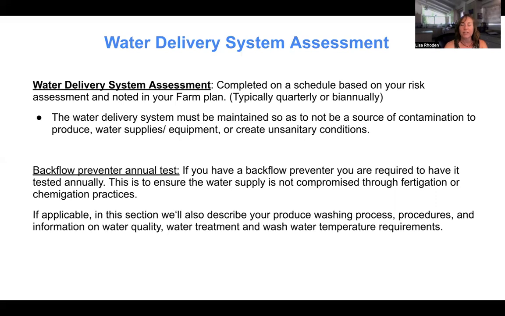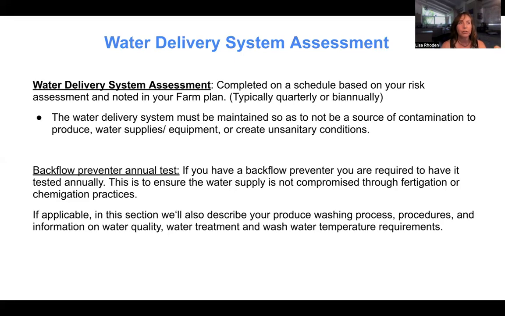When we talk about this assessment too, and we have this section written out in your farm plan, in addition to saying how often you're going to go look at your system, we're also going to describe what your produce washing process is, what procedures you have around that, how you prepare for it, and then what happens step by step. And we're also going to include information on your water quality, if there's any sanitizers, and if there's any wash water temperature requirements. This typically doesn't happen, but is commodity specific.